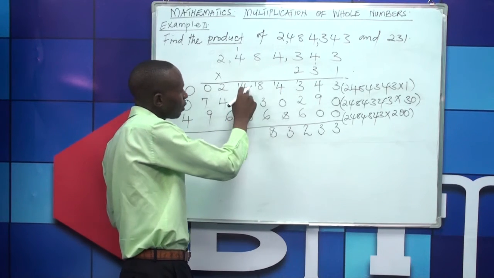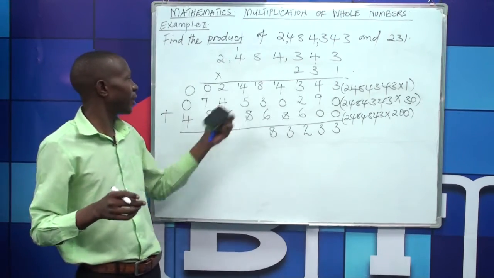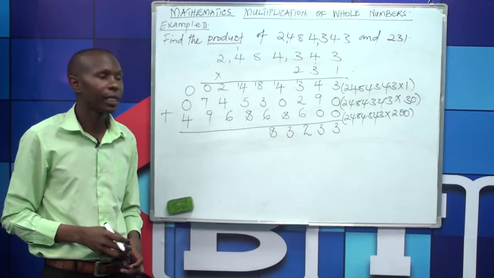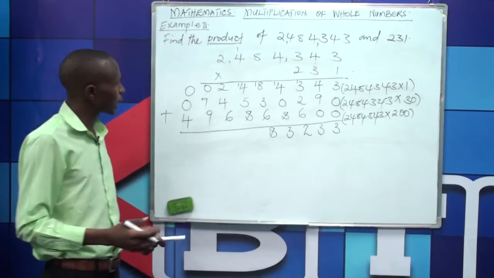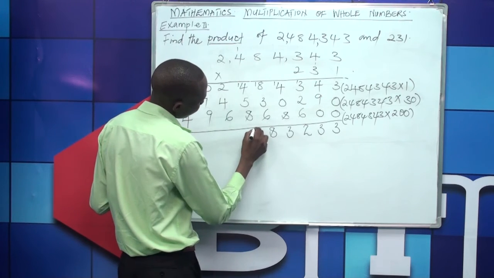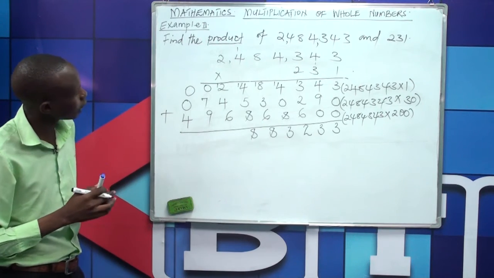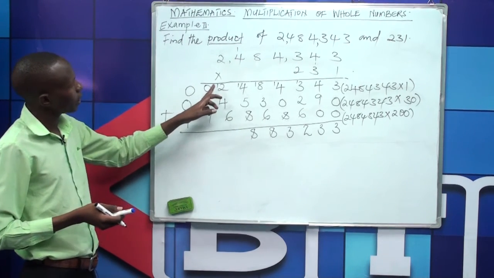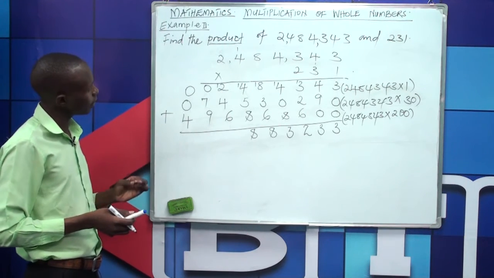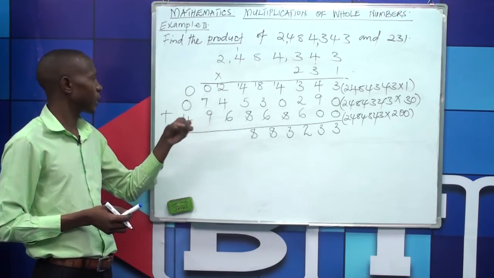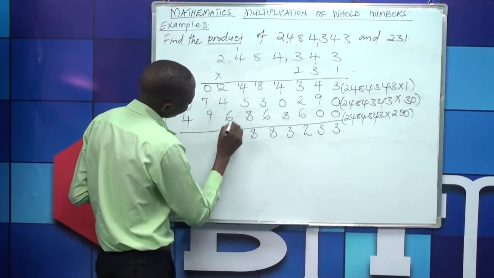1 plus 4, that will be 5. 5 plus 5, that will be 10. Then 10 plus 8, that will be 18. So if it is 18, I'll have to write my 8 and I regroup 1. After regrouping 1, I'll say 1 plus 2, that is 3. 3 plus 4, that is 7. 7 plus 6, that is 13. So if I have 13, I'll have to write here 3, then I regroup 1.